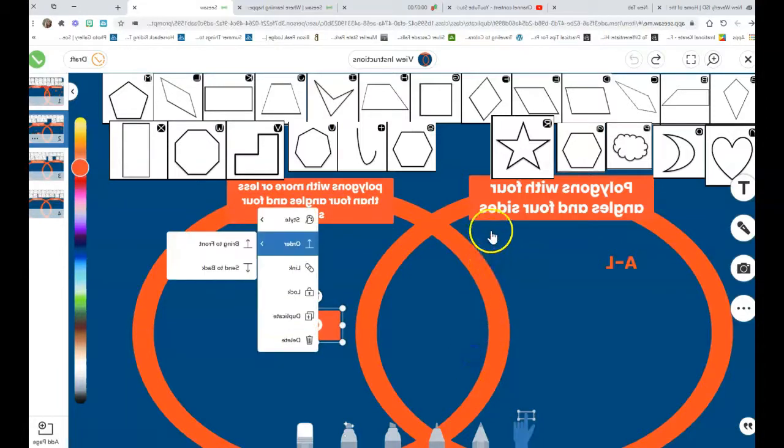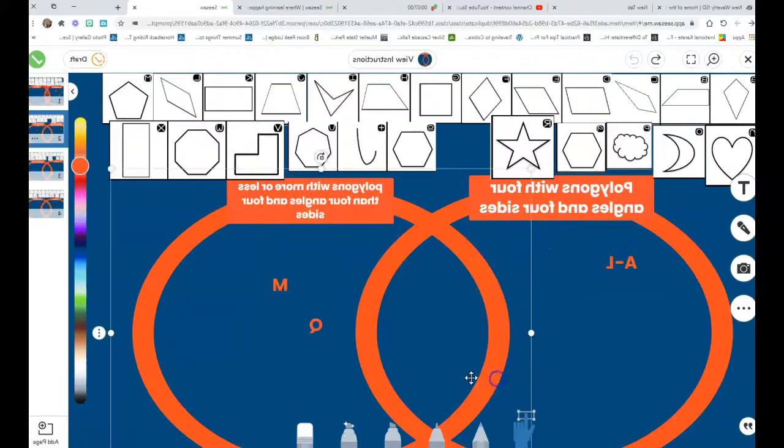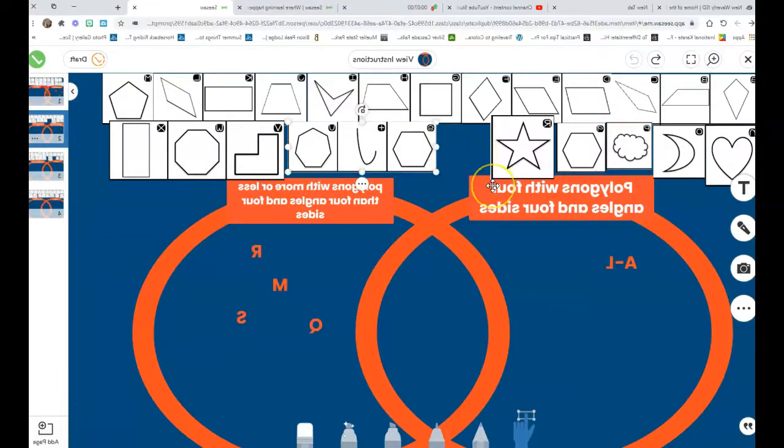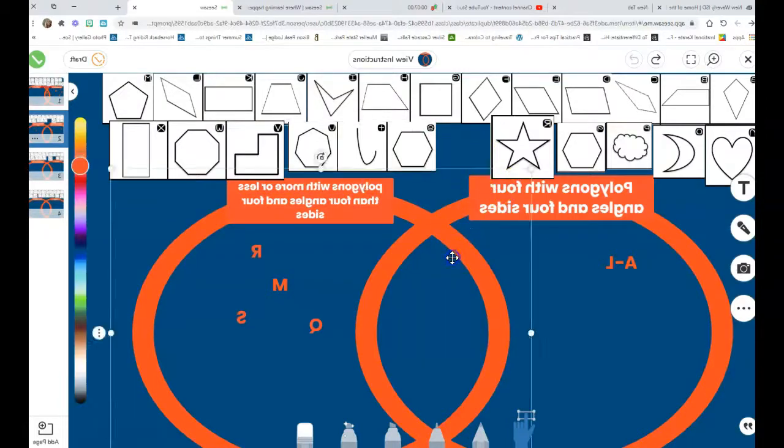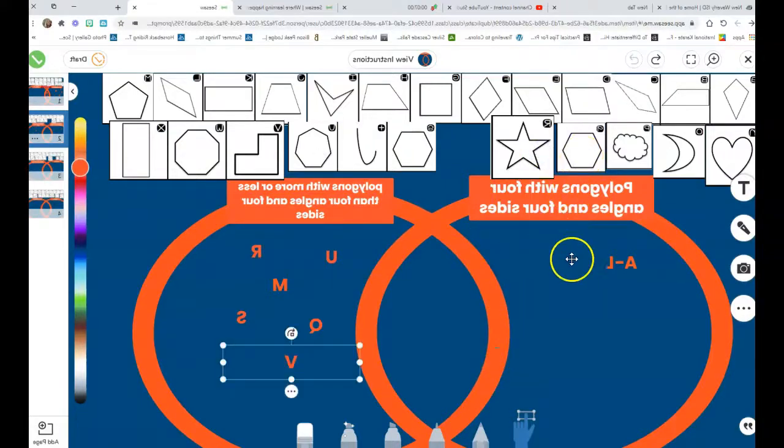Okay. What about R? That's a polygon. Yeah. So does it have 4 or more or less than 4? More. So R. S? More. Good. T? Nothing. U? More. V? More. That's a polygon. It's straight sides. W? More. And X?